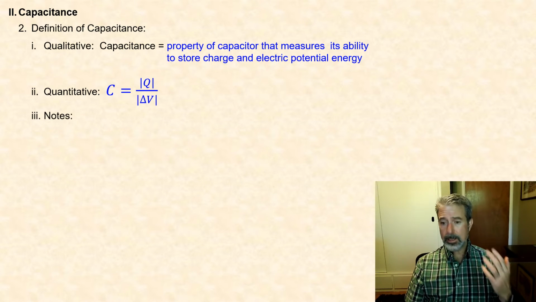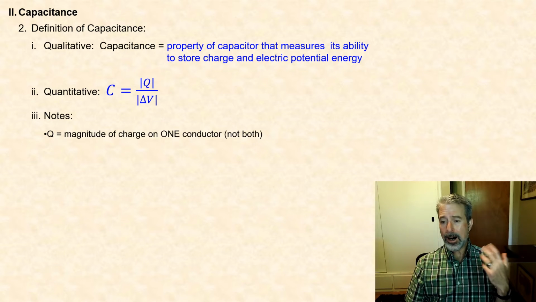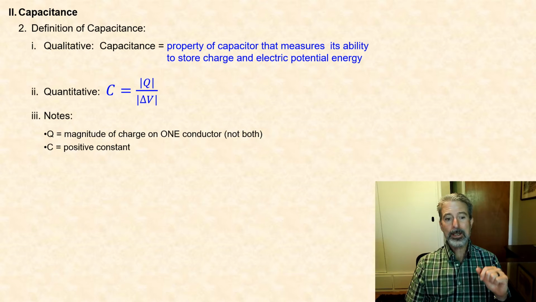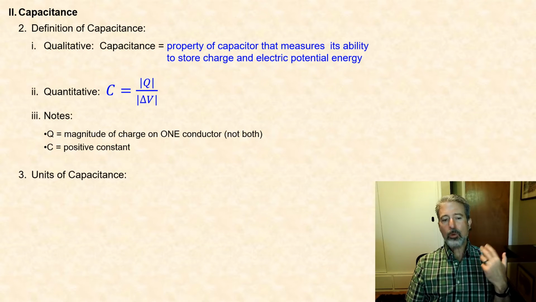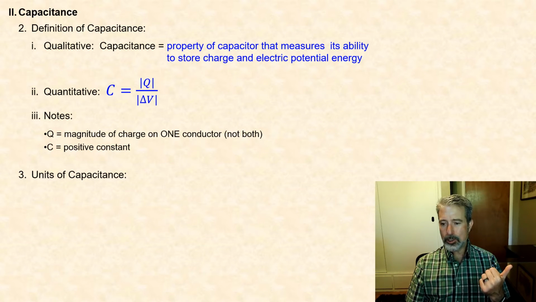And a few things to note here. Q represents the magnitude of the charge on one of the conductors, not both. Remember, we said that the net charge of both conductors is zero. C is a positive constant. When we talk about units for capacitance, you may guess that in the SI system, when we look at our MKS units, we know the charge unit is the coulomb, and we know the unit for electric potential difference, or electric potential, is the volt.